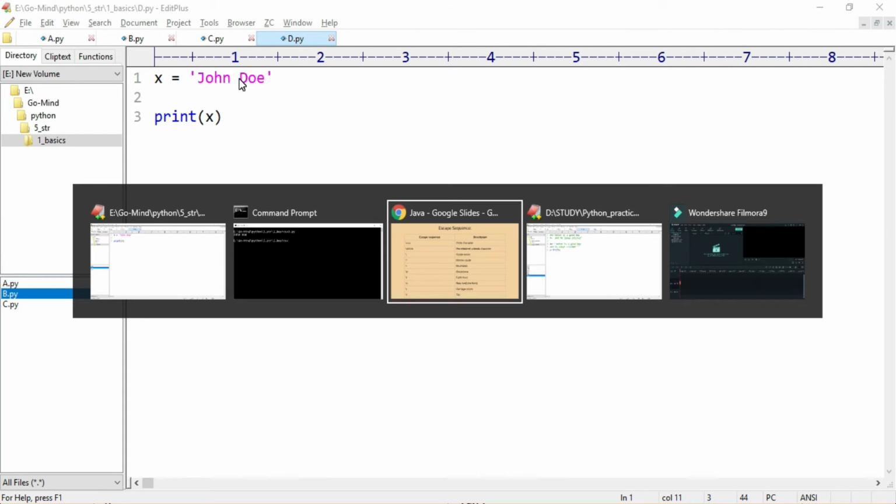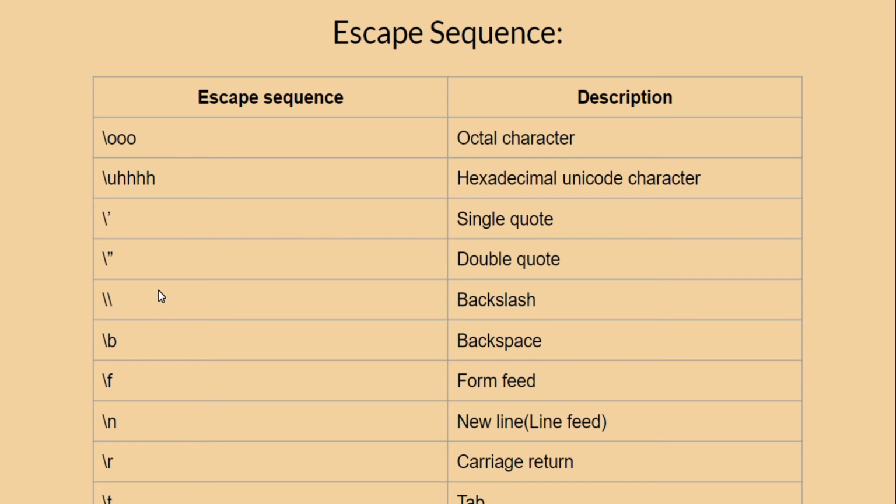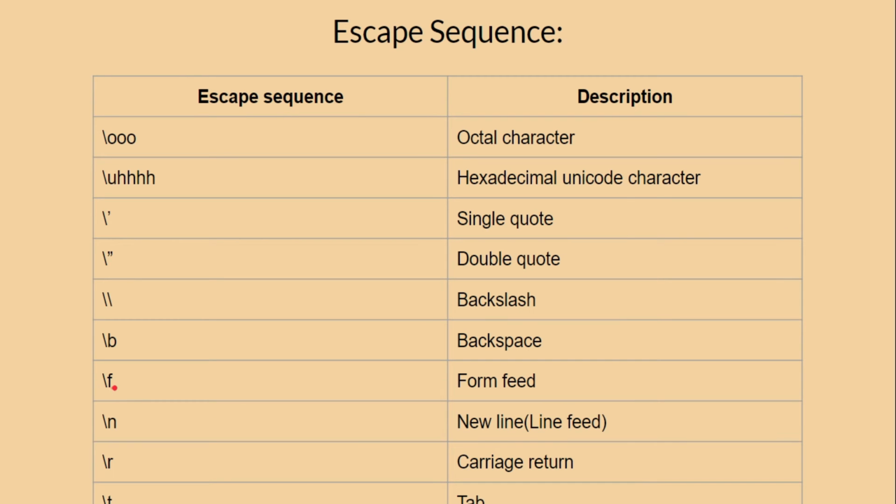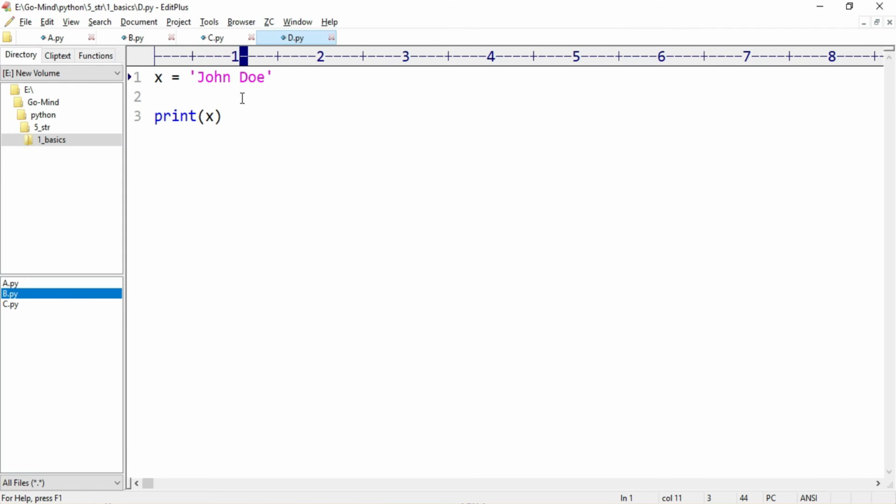So let's see each of these escape sequences. We have seen single quotes and double quotes, and we have also seen backslash. Now we will see \p, \n, \r and \t. First of all we will see \n, the most widely used escape sequence. \n means a new line. Wherever we use \n, the cursor will shift to a new line in the console.